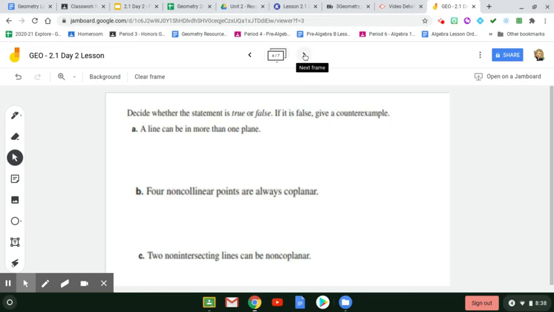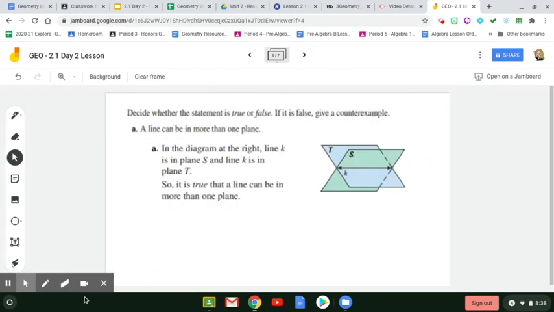All right, I hope you were able to do this correctly. Let's see if you got them right. All right, so for part A, a line can be in more than one plane. In this diagram that I have here, line K is in plane S and line K is in plane T. So it is true that a line can be in more than one plane. So I hope you guys came up with true on that one. True for letter A.